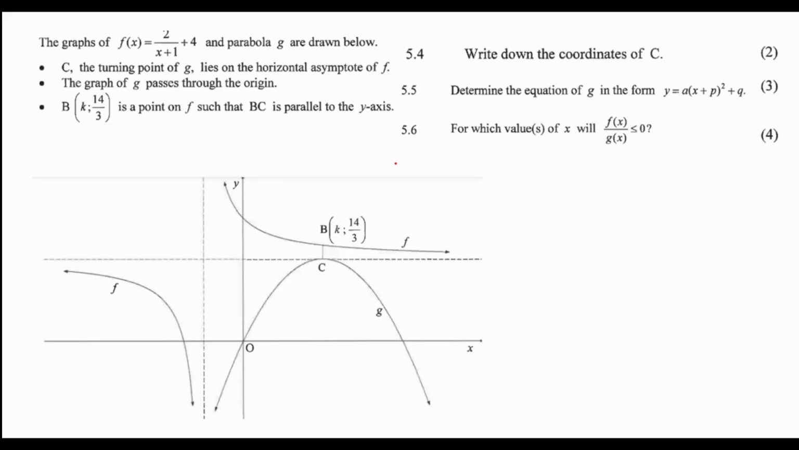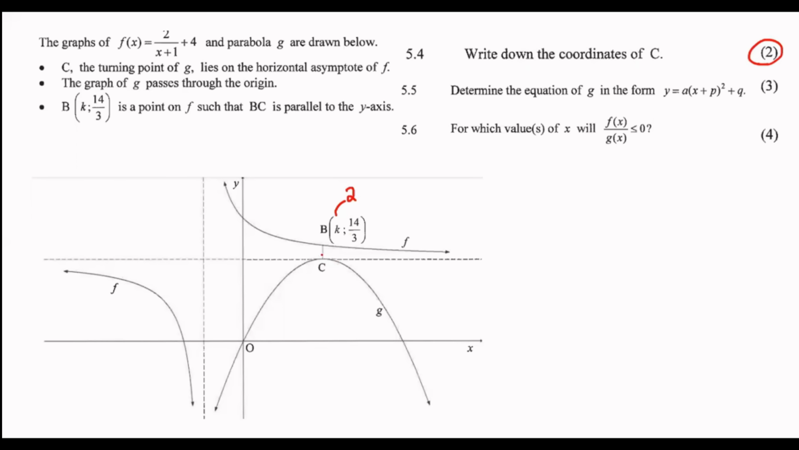Okay, so now what they want, and just remember what we got for K. What did we get for K? We got 2, hey? Yeah, K was 2. Okay, so question 5.4 for 2 marks says write down the coordinates of C.